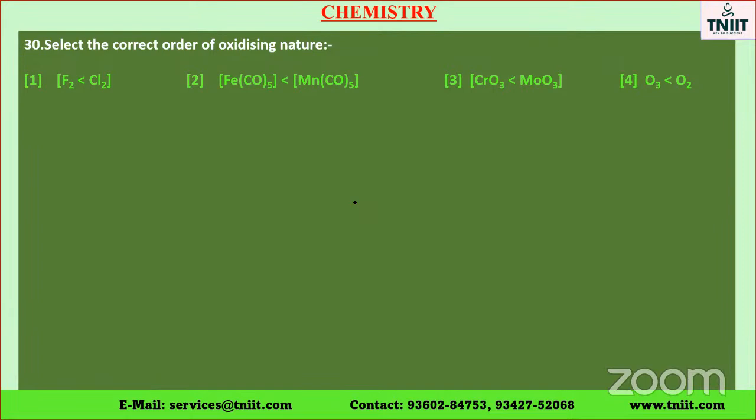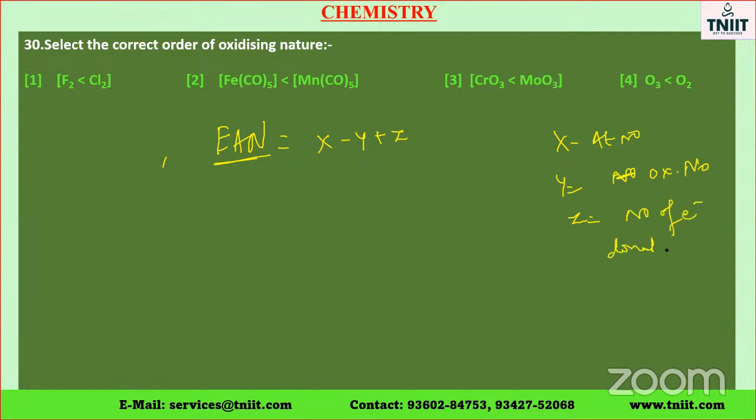The next question: select the correct order of oxidizing nature. There is a concept called effective atomic number, EAN. This EAN is calculated by the formula X minus Y plus Z. X stands for atomic number, Y stands for oxidation number, and Z stands for the number of electrons donated by ligands. If you observe this carefully, these two are complexes. These others are not complexes; these are molecules. So only for complexes can we calculate the effective atomic number.